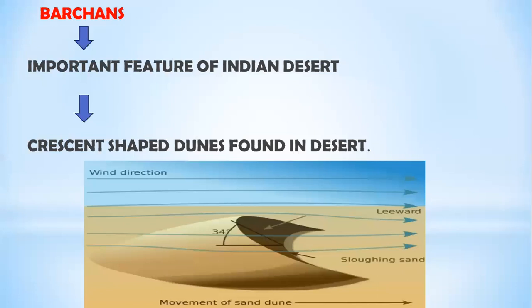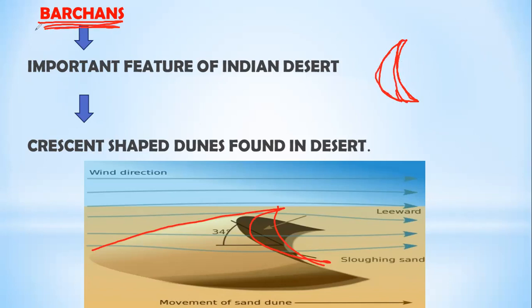Now, Barchan is an important feature of Indian desert. Barchan is nothing but a sand dune which has a crescent shape. Crescent shape, you must have seen moon with a crescent shape. So when this type of shape is formed by a sand dune, it is called Barchans. It is usually asked in a 1-mark question that crescent shaped dunes found in desert are called dash, and the answer would be Barchans.